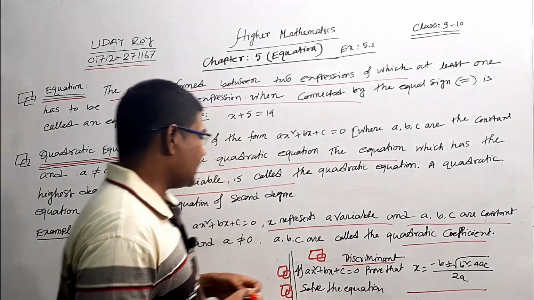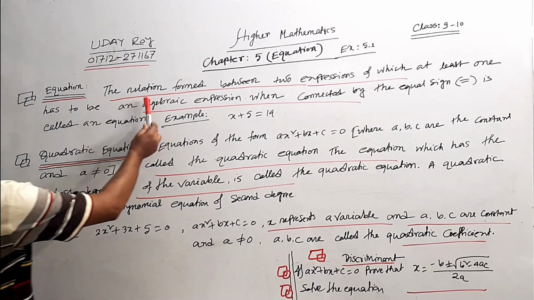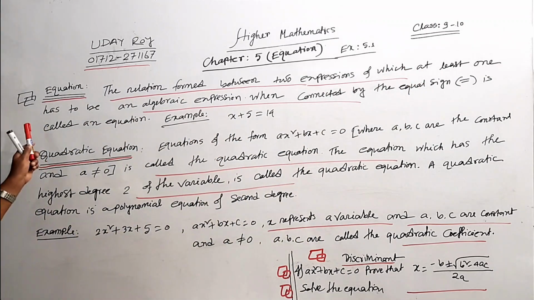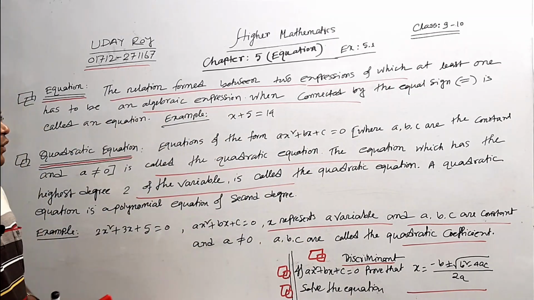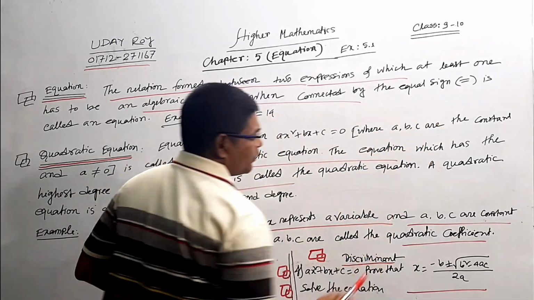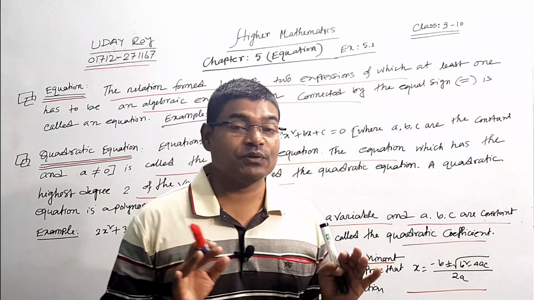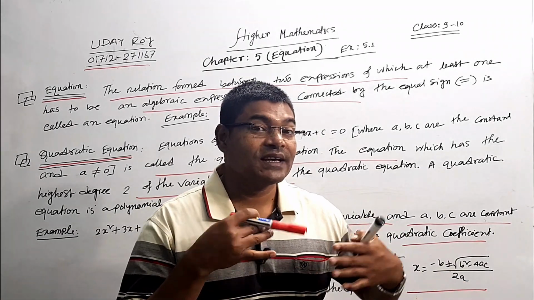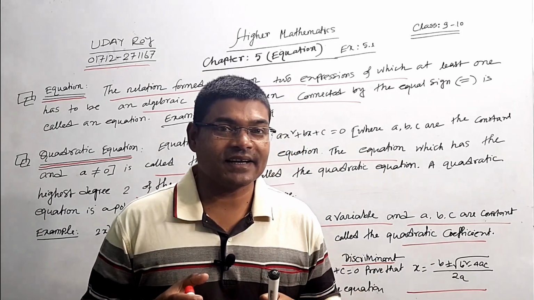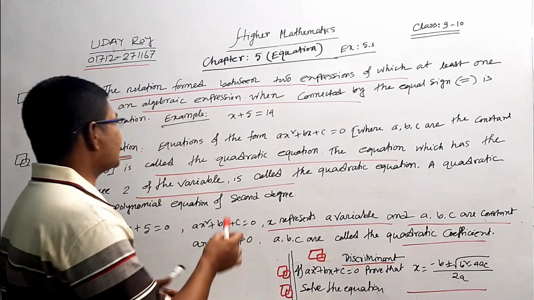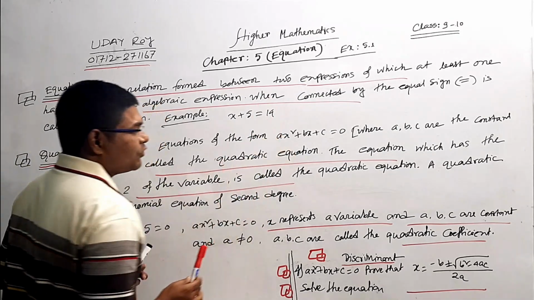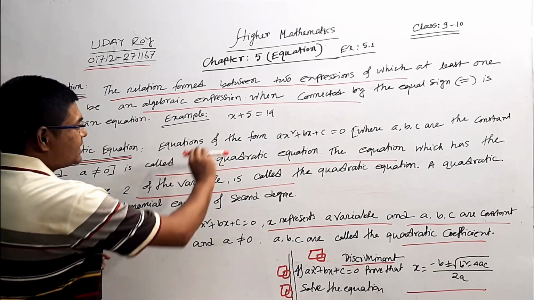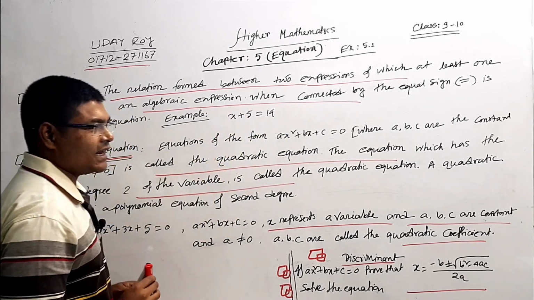We have to know the equation: the relation formed between two expressions, of which at least one has to be an algebraic expression, which is connected by the equal sign between the two expressions. Algebraic expression means x, y, z, these are related. So you can say here is x plus 5 equal to 14. Here is the equal sign. This is the left hand side and this is the right hand side.